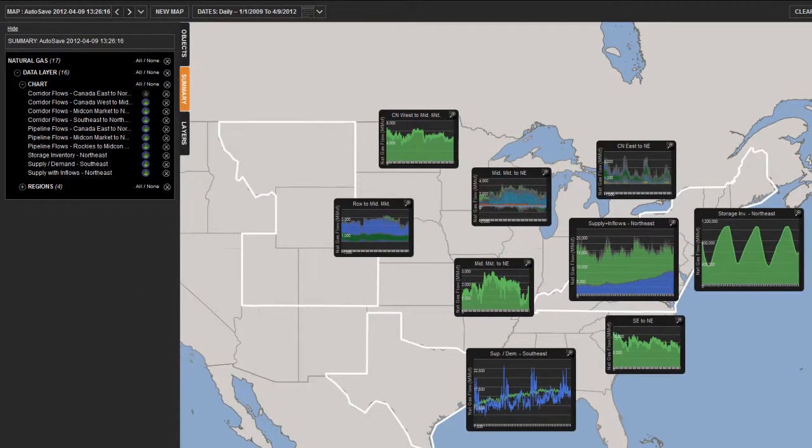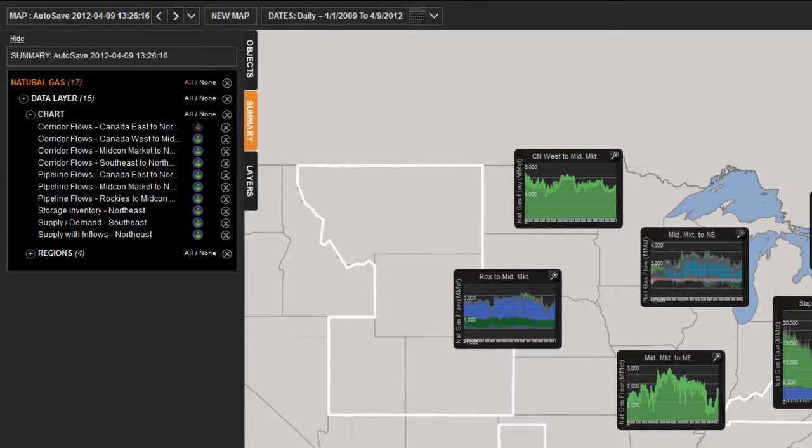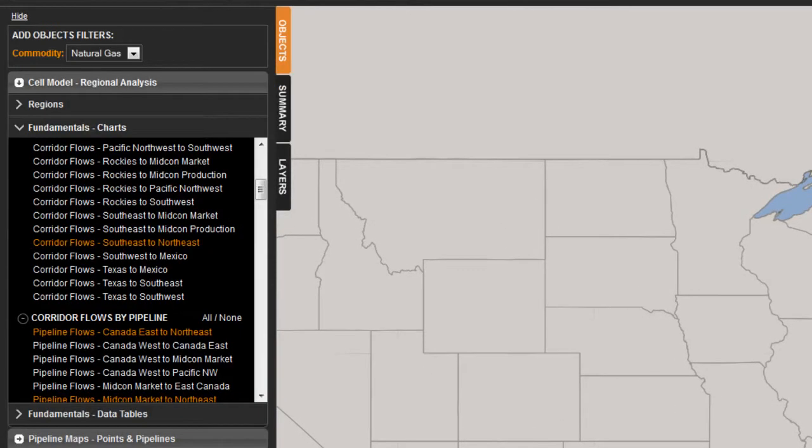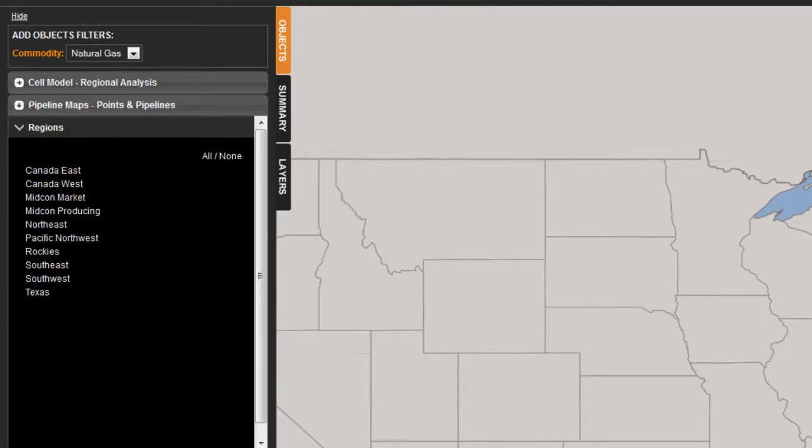I'll go ahead to my Summary tab here, and I'm going to click None to remove all of the graphs that I had put on my custom map before. I can go back to my Objects tab and start to add individual pipes by clicking down here on Pipe Maps, Pipe Points, and look at some individual markets.